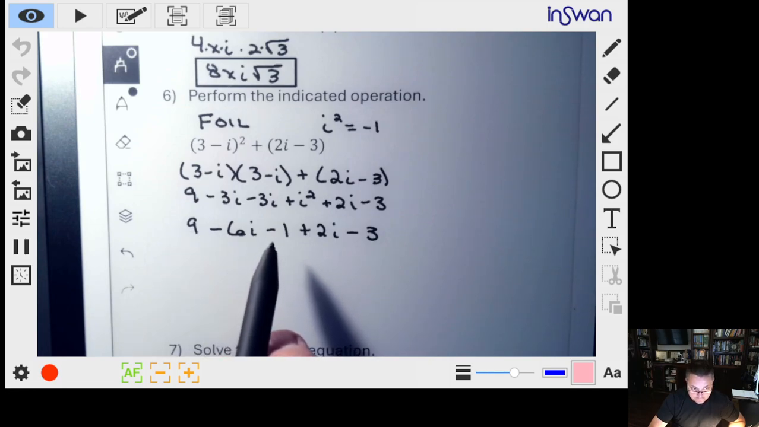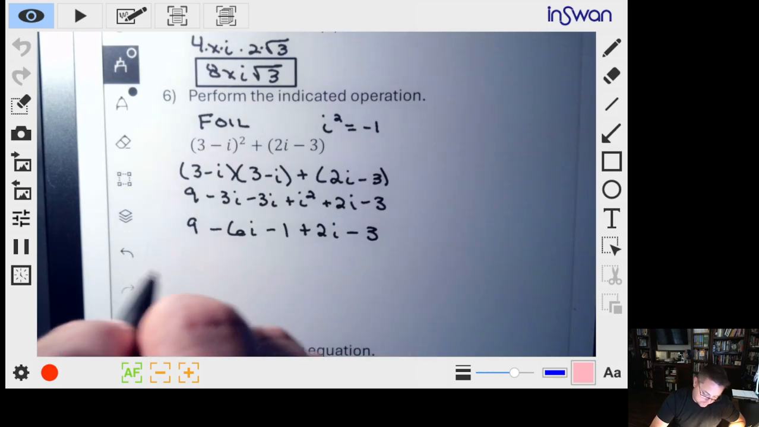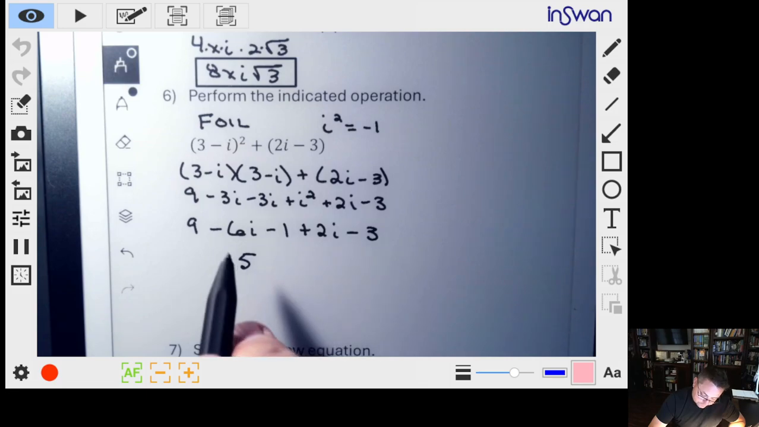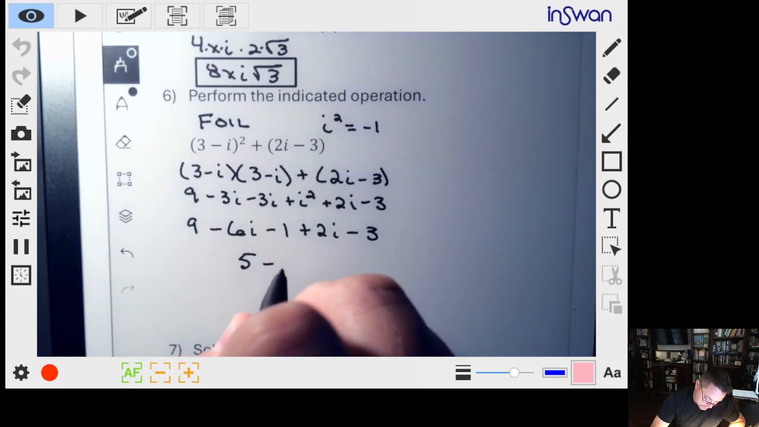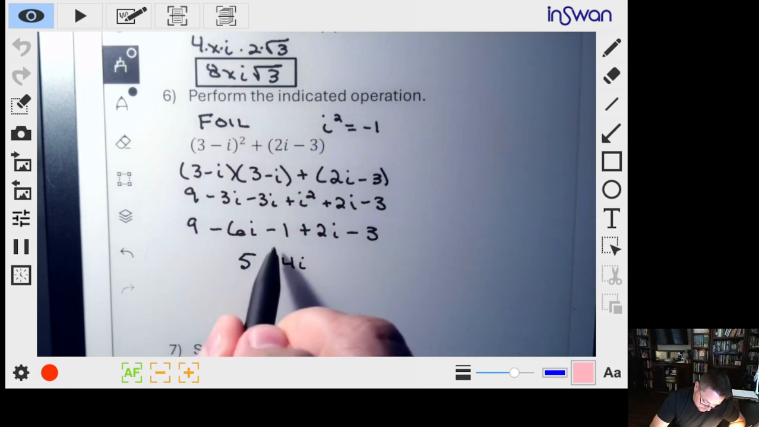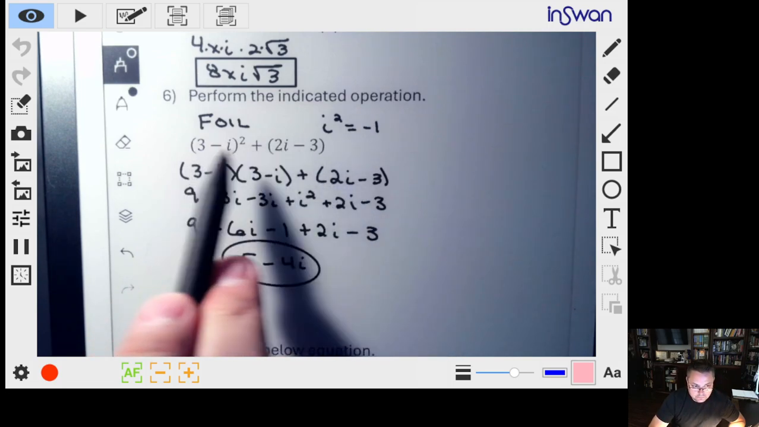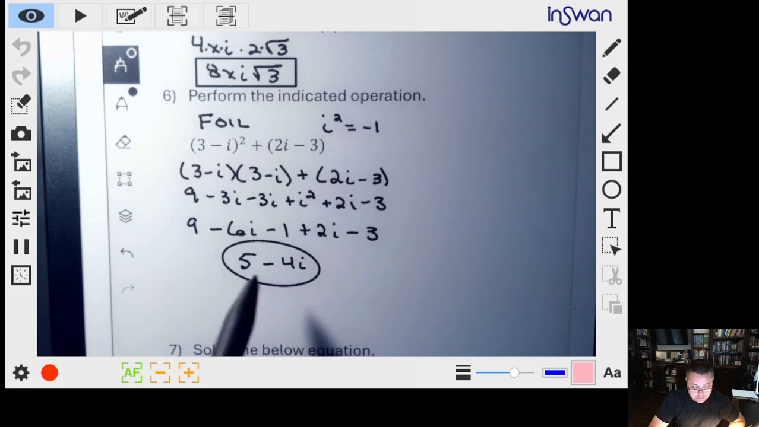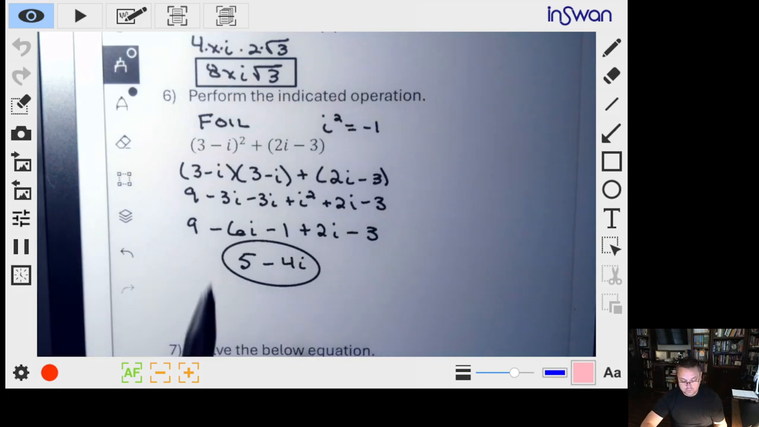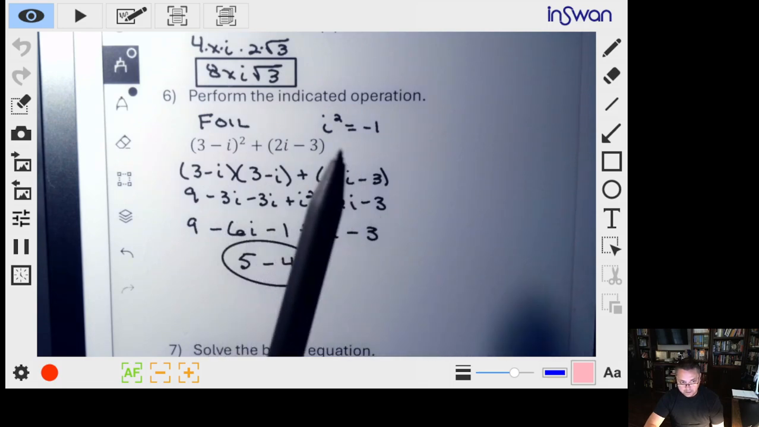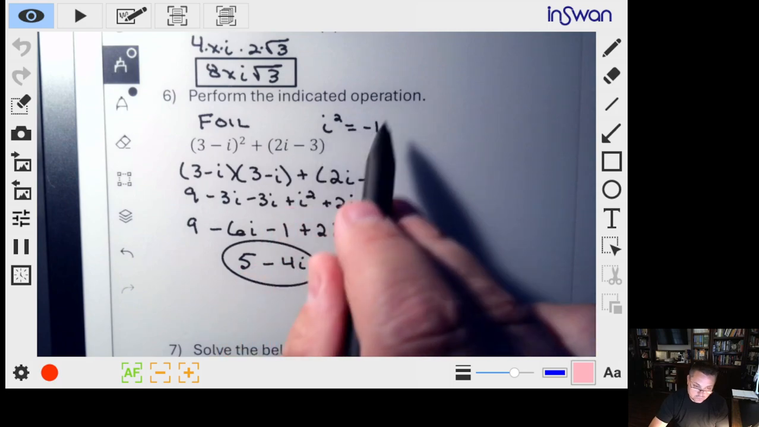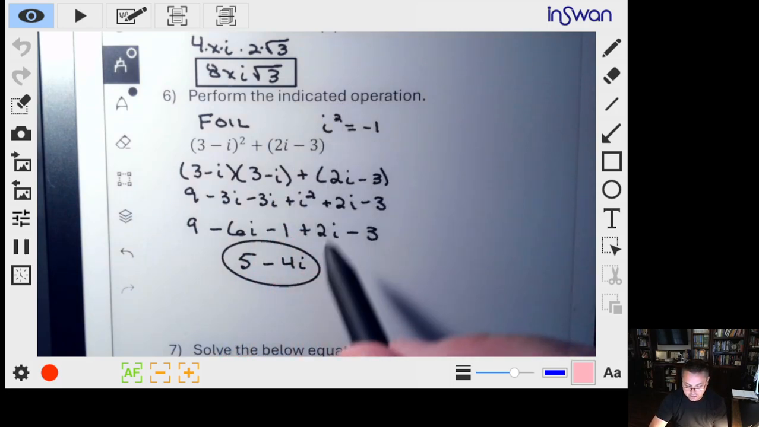So 9 and negative 1 is 8. Negative 3 looks like it's 5. Put these together, it looks like it's going to be a minus 4i. So this thing right here is going to reduce down into this nice complex number. So we've got our real component and our imaginary components, as we discussed. Okay, and notice that I don't have any higher powers of i because I've used some of the definition of i to go ahead and replace higher powers.